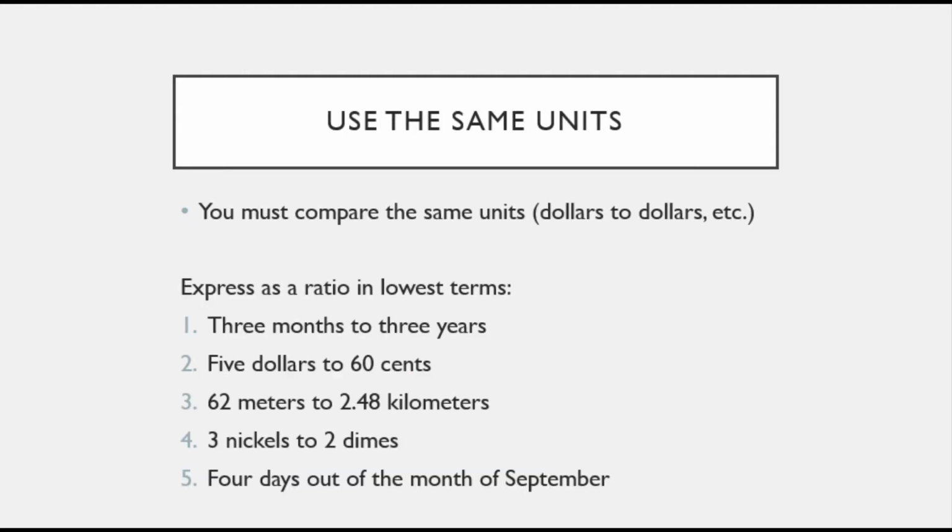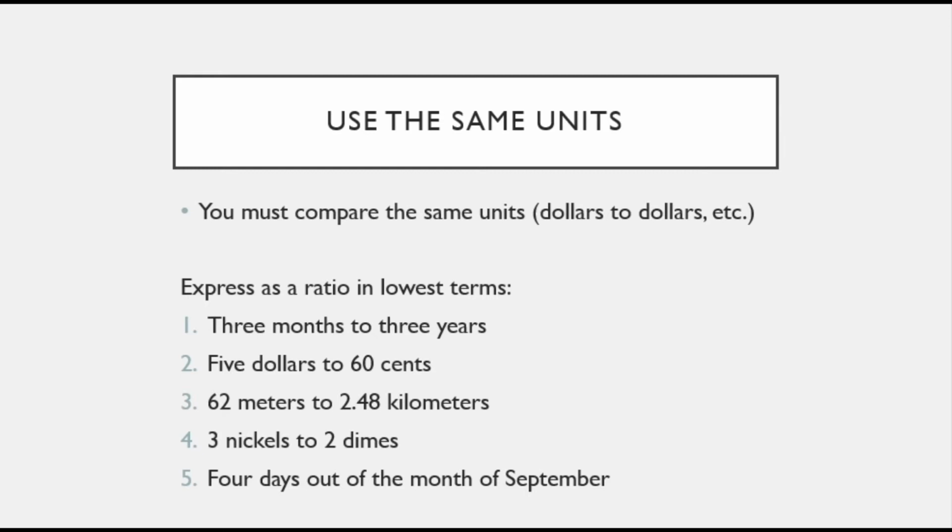Circling back, we said that ratios had to have the same unit. So if I'm talking about 3 months to 3 years, months and years are not the same. They measure time, but they are different measures of time. So we need to make them the same unit in order to compare them with a ratio. So best practice, put it in the smaller unit.